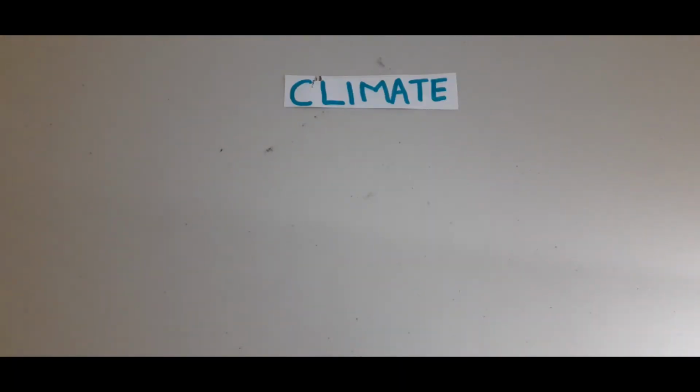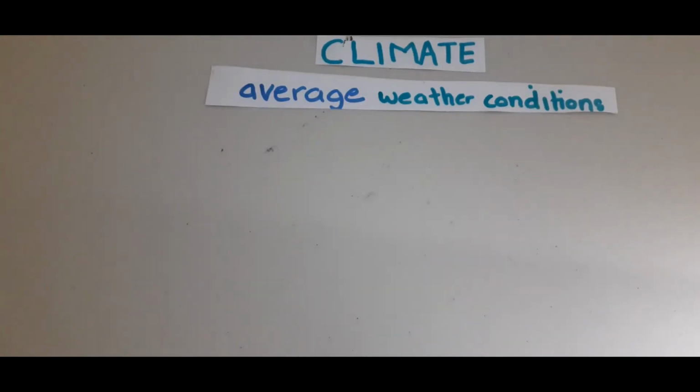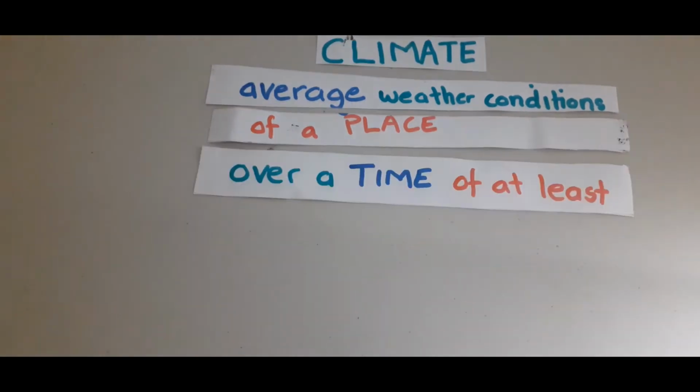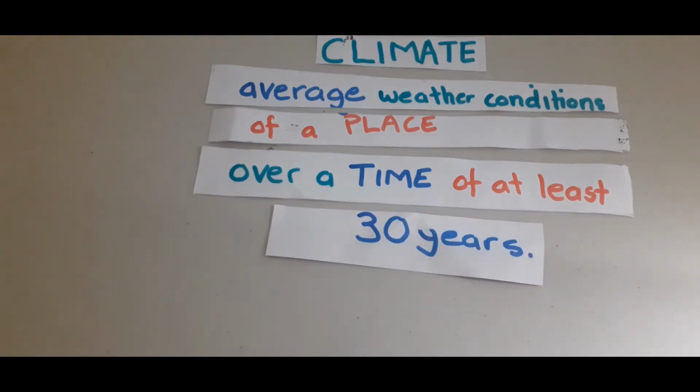Climate is defined as the average weather conditions of a place over a time of at least 30 years. Climate is the average weather conditions of a place over a time of at least 30 years.